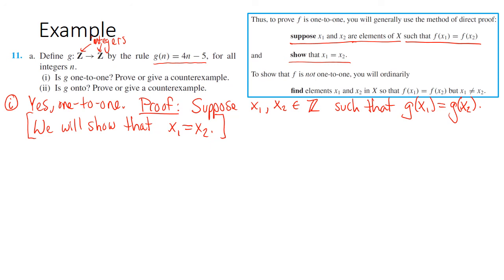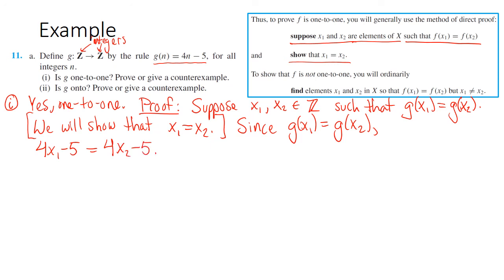You can put that in your proof or take it out, whatever you like. Okay, so what do we get from our supposition here? We know that x1 and x2 are integers, and we know that g of x1 equals g of x2. So I'm going to use the fact that g of x1 equals g of x2 because I know the formula for g. So that means that 4 times x1 minus 5 equals 4 times x2 minus 5.